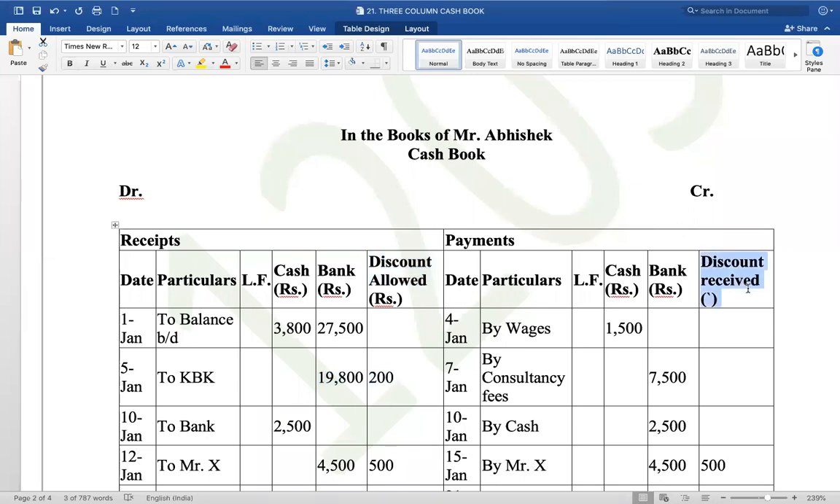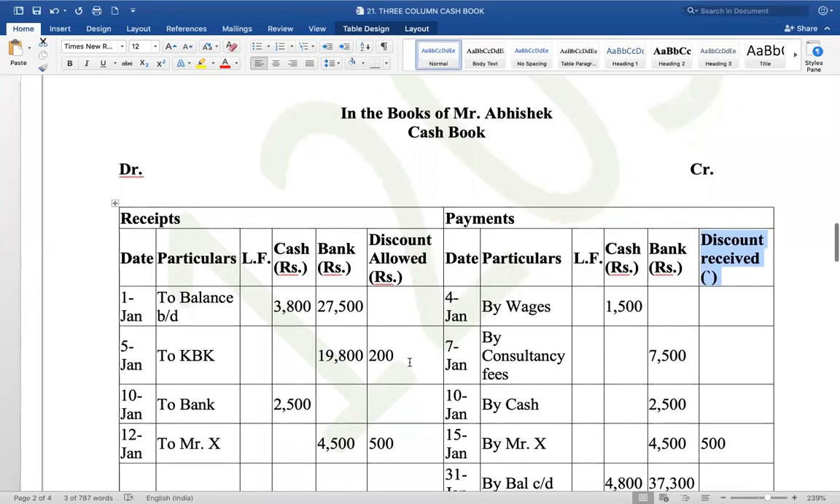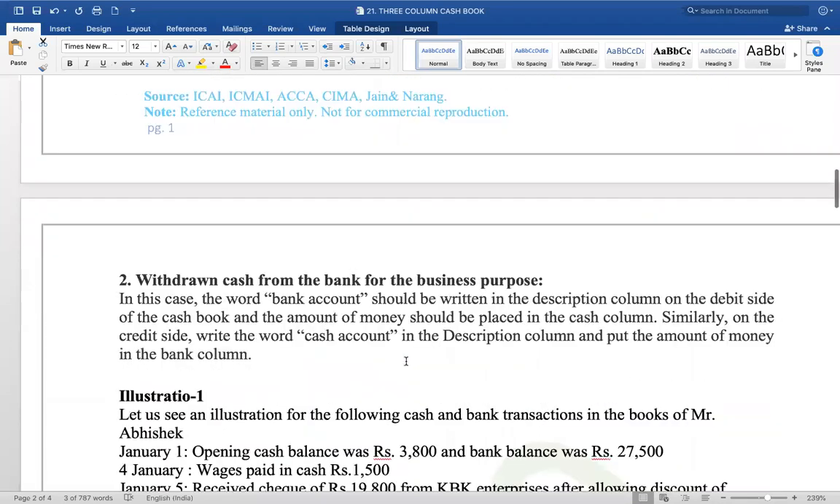Right. So 200 is the discount. Done. Next, continue, please.